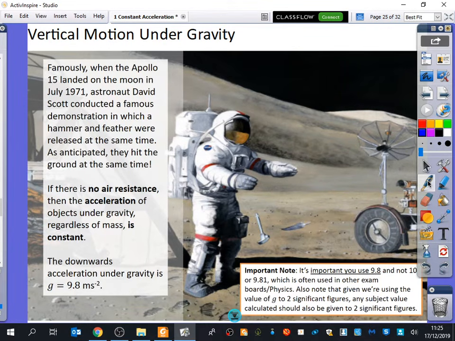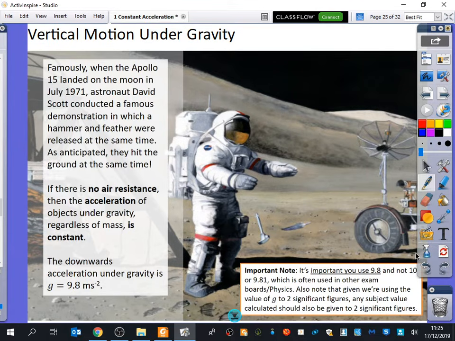And I've put an important note here, because people will be doing other subjects that may use gravity. It says, it is important that you use 9.8 and not 10 or 9.81, which is often used in other exam boards or in physics. If you do that, you will just lose out the accuracy marks because you haven't used what it will say at the beginning of the exam paper, take g to be equal 9.8 unless otherwise told.